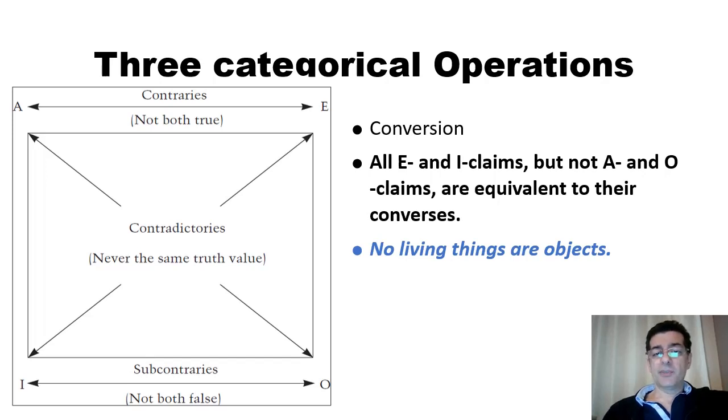Let's make a very simple example. No living things are objects. What is the subject class or the subject term in this sentence? Living things. And the predicate class or predicate term? Objects. Now, change the two terms. No objects are living creatures. Does this change the meaning? No.